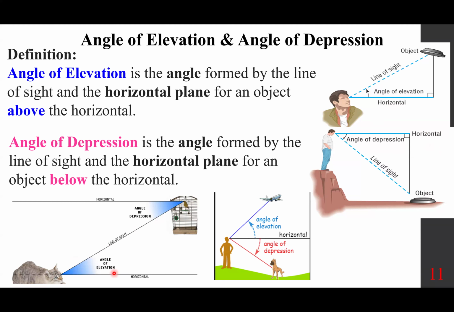So this would be the angle of elevation, and the bird is watching for the cat. This would be the angle of depression. The guy is looking up, looking for a plane. That's an angle of elevation. Looking for the animal, looks like a dog, angle of depression. So that's as far as definition.